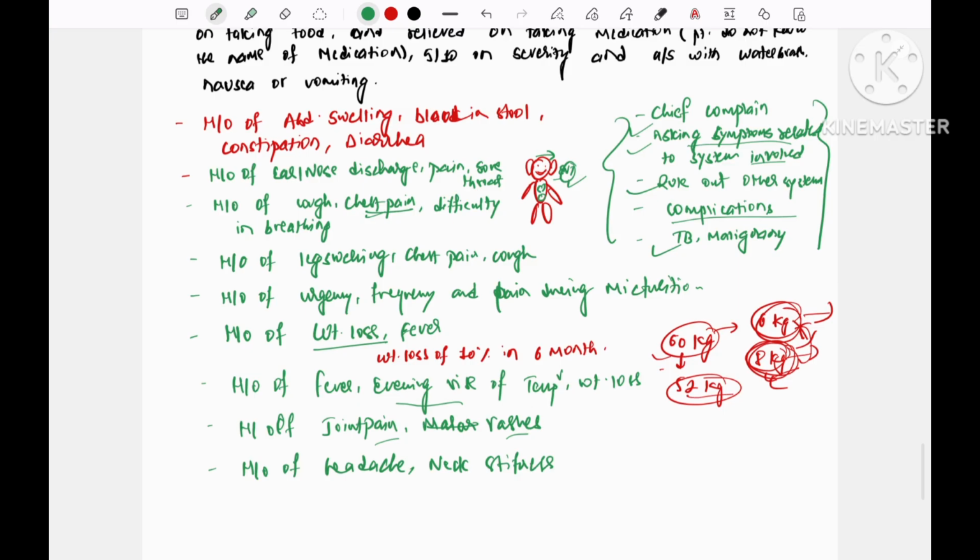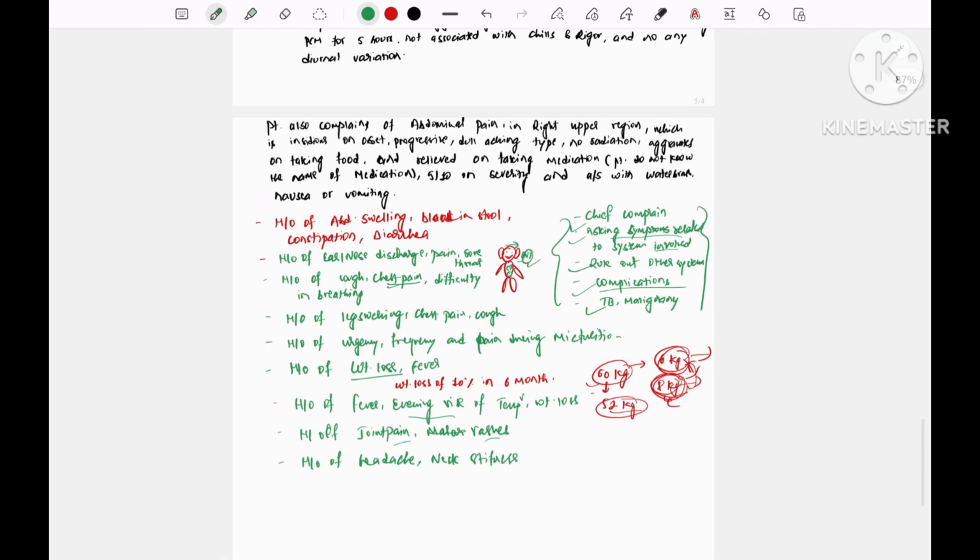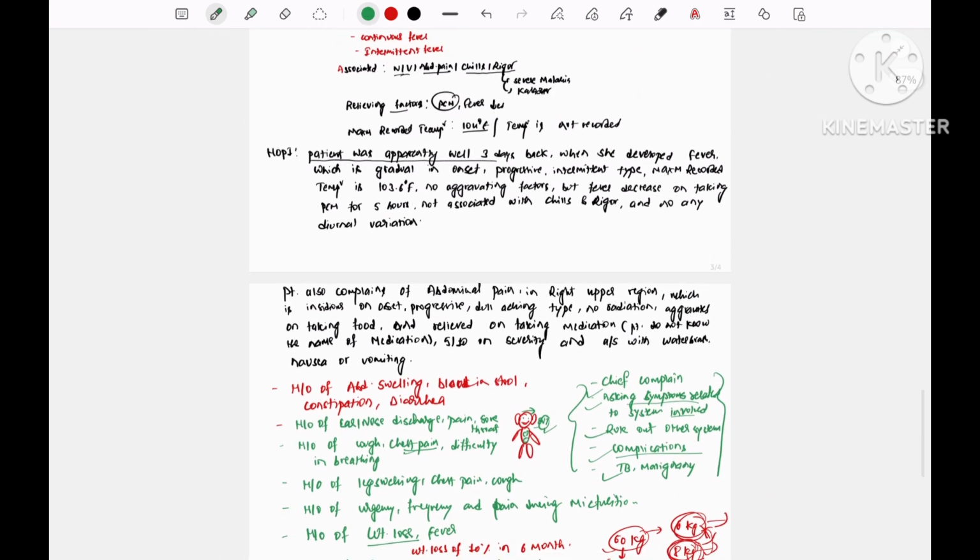These are the points which we have to mention in the history of present illness to rule out systemic illness. And for complications, how will we assess that? If the patient has abdominal pain and fever, the patient might not be taking any fluids or food, during which the patient can become dehydrated. If the patient is dehydrated, then there can be complications. So in these conditions, we also have to ask about complications. In this way, our history of present illness will be completed.